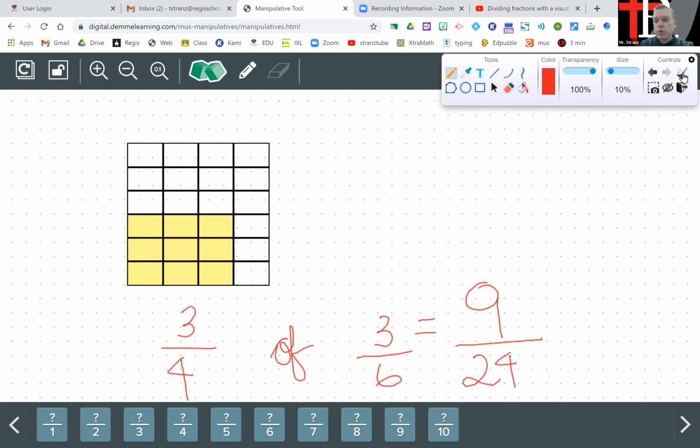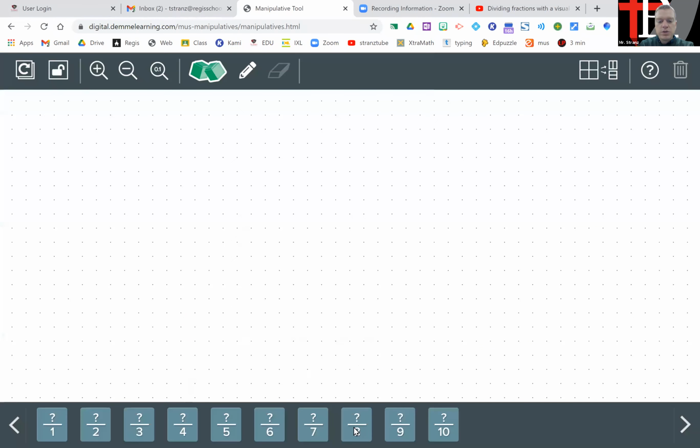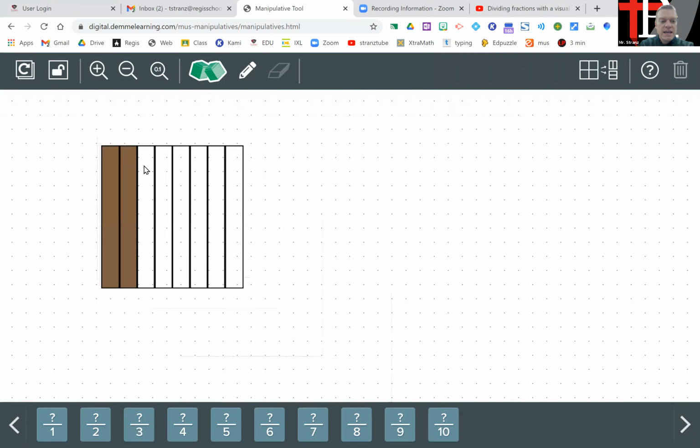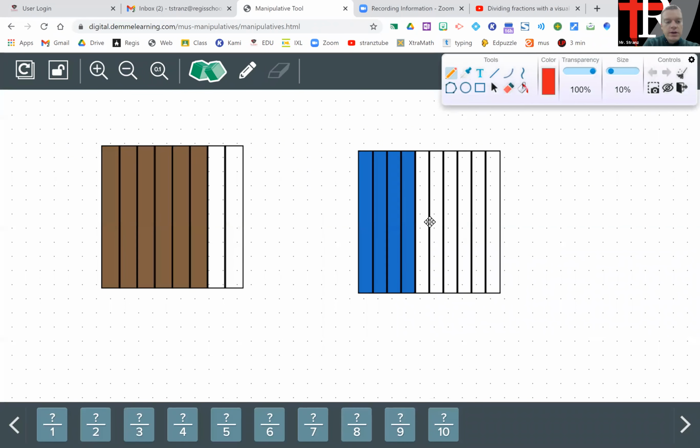All right, let's do one more. Okay, let's do a bigger one now. Let's say we have 6/8, and we're going to multiply that by 4/10. Okay, let me write this down here. So we've got 6/8 of 4/10.